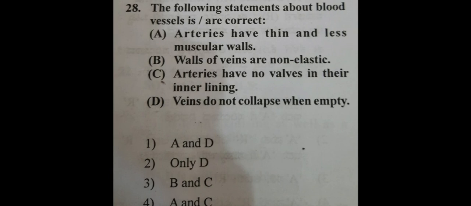The following statements about blood vessels. Arteries have thin and less muscular walls. This is wrong. Walls of veins are non-elastic. This is also wrong. Arteries have no valves in inner lining. Third is correct. Veins do not collapse when empty. This is wrong. They easily collapse when they get empty. So only C is the right answer.